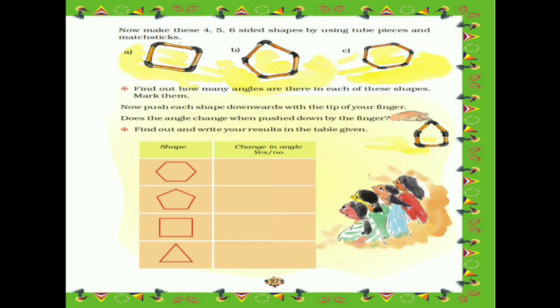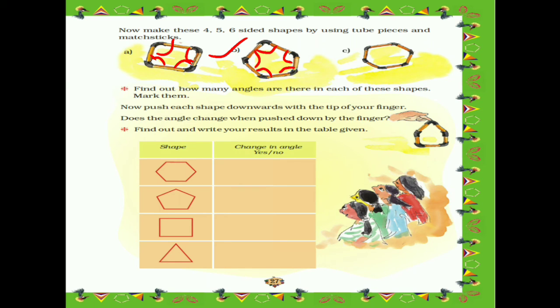Now you know this is the square and we all know that there are 4 angles in the square. So mark the angles. One will be here, second will be here, third will be here and fourth will be here. So this you have to mark in your textbook. Now this, which shape is this? This is a pentagon. How many angles are there in a pentagon? There are 5 angles. Let's mark them. One is here, second is here, third is here, fourth and fifth. So I hope this is clear.